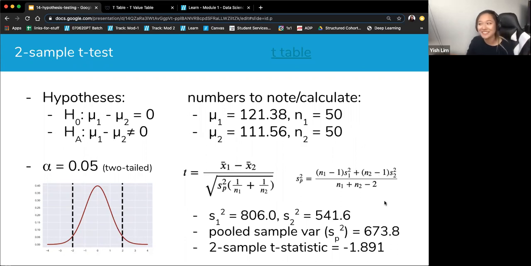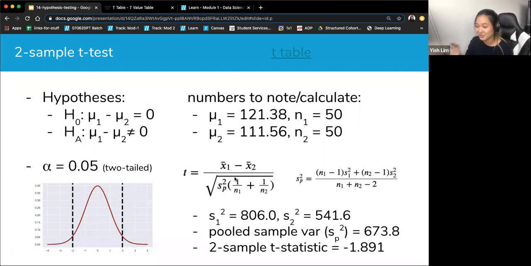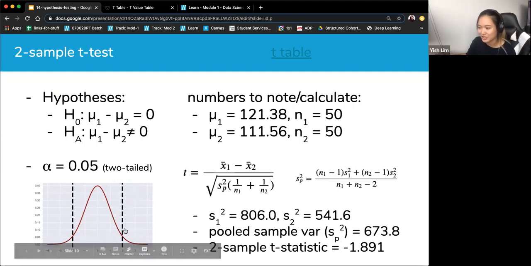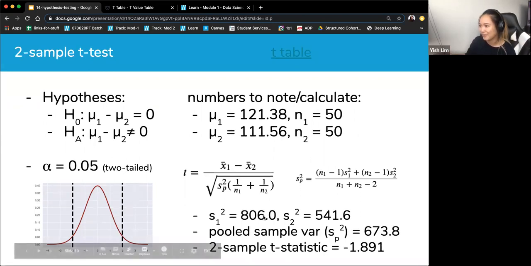For a two-sample t-test, there's a lot of calculation to be done. This here is our t-statistic, the one that we're going to calculate to compare to these rejection regions or critical t-values to decide whether or not to reject our null hypothesis. I'm going to point to what each of these letters means. This is a two-sample t-statistic, which is calculated using the sample means. X bar 1 and X bar 2 would be the same as mu1 and mu2.